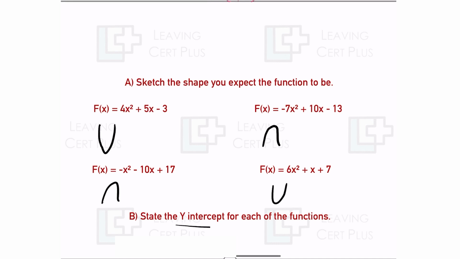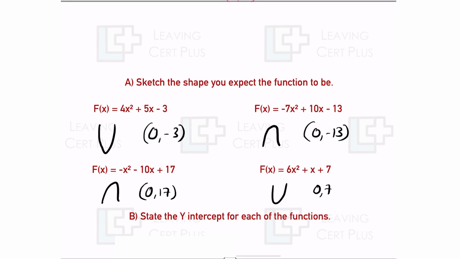Now the y-intercept for each of the functions is just a number by itself at the end. So to write it as a point, this is going to be 0, minus 3. That's your y-intercept. This will be 0, minus 13. This would be 0, 17, your number by itself, and that's going to be 0, 7 as your y-intercept.